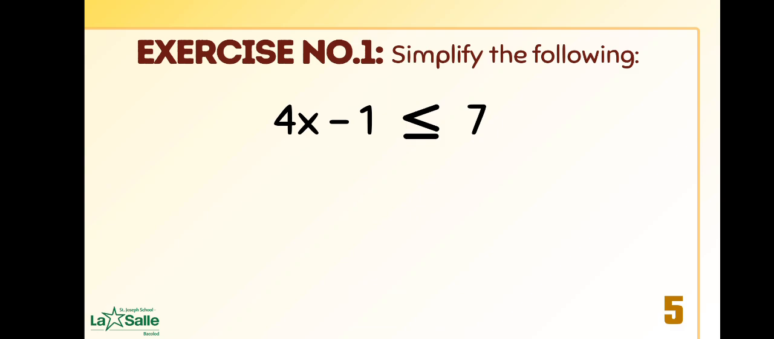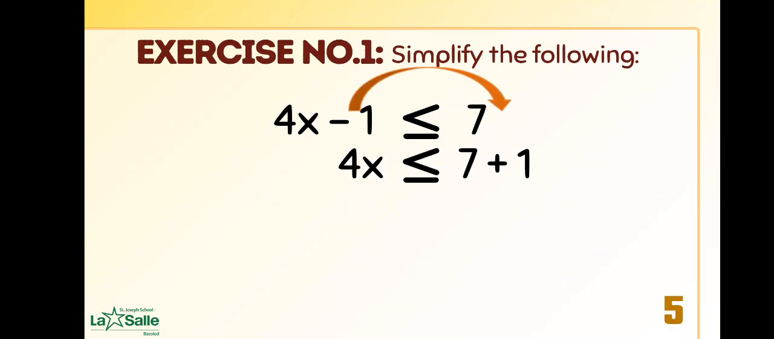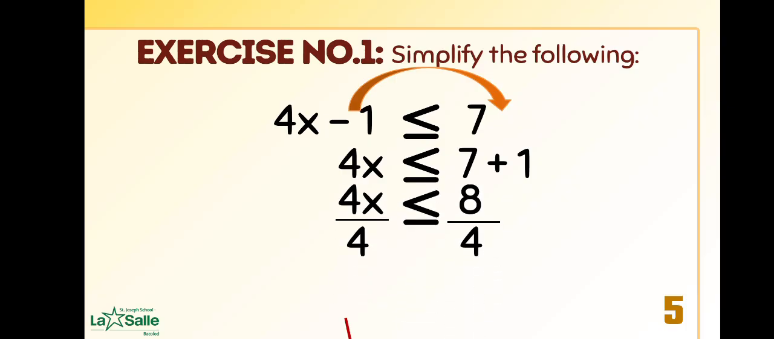Another example is 4x minus 1 is less than or equal to 7. So we transpose this negative 1, which will become a positive 1 on the other side. If we combine 7 and 1, it becomes 8, and we divide both sides by 4. And that gives us x is less than or equal to 2.